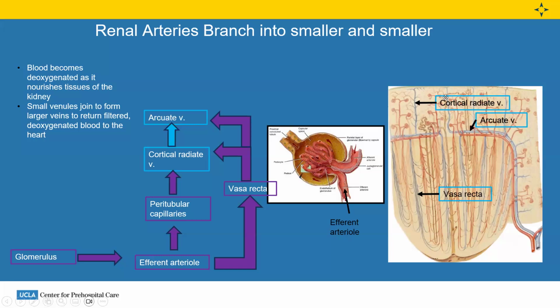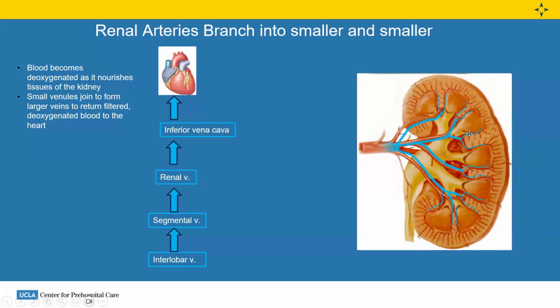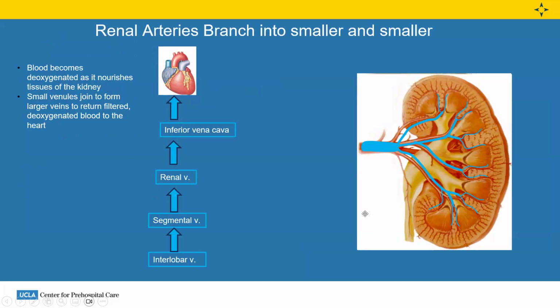From there, we're traveling back into our arcuate veins, interlobar veins, and then you can probably guess that these are segmental, right? So we call that our interlobar veins, our segmental veins. And then coming back to our renal veins to our inferior vena cava, which is going to return deoxygenated but filtered blood to our heart.